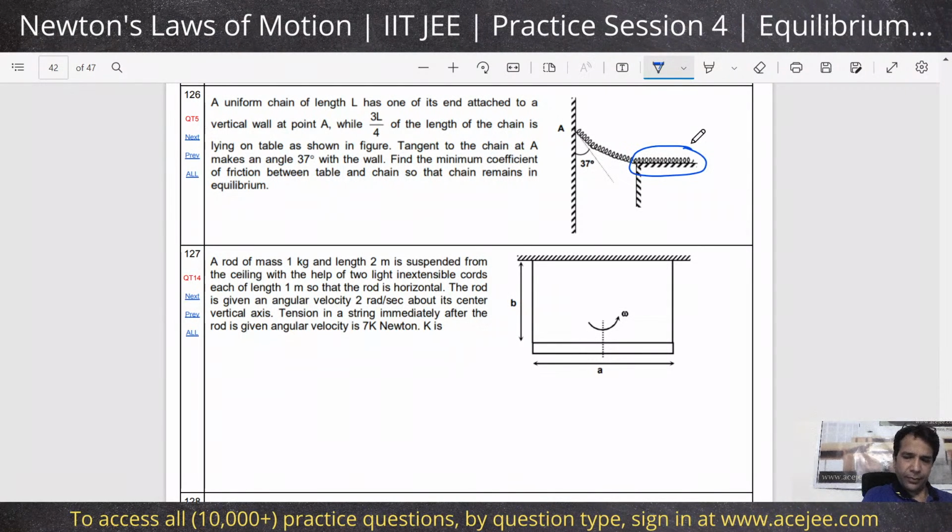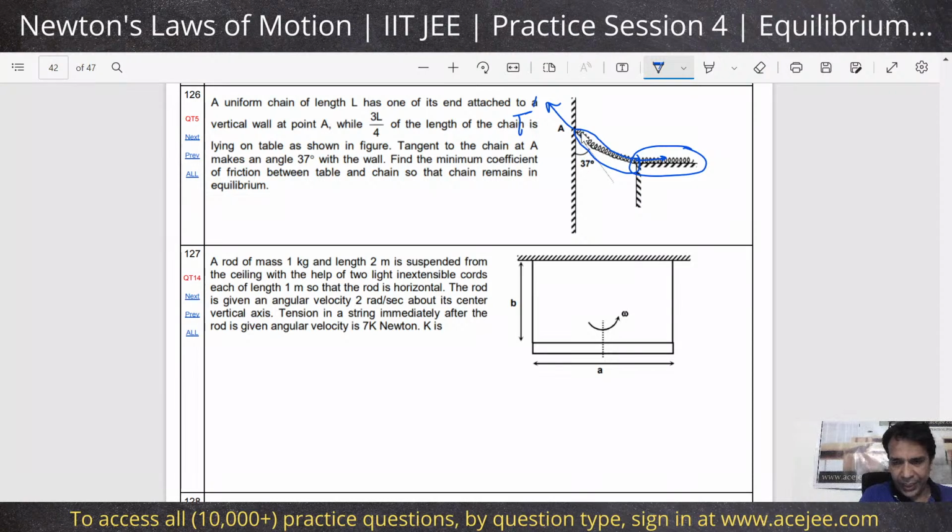So if you just look at this stretch, what will be the frictional force? What will be the tension that will keep this in equilibrium? Here is a tension force, T dash. Tension is not uniform throughout. Tension is changing.